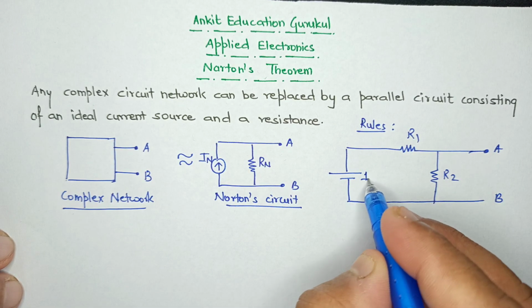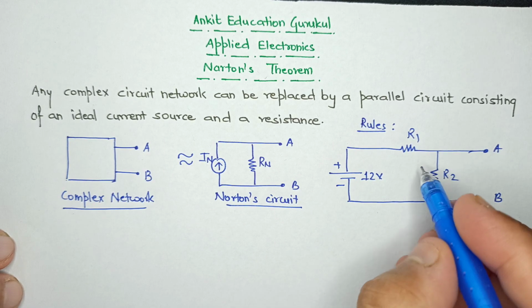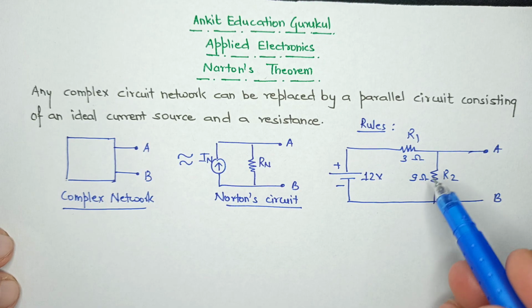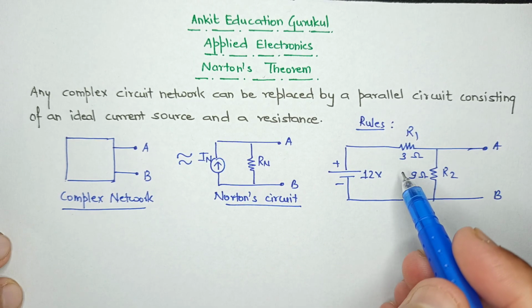Now let us say that there is a 12-volt battery here, with positive and negative terminals. R1 and R2 have values of 3 ohm and 9 ohm. The question is that we have to reduce this particular circuit to a Norton's equivalent circuit. So how do we do that?